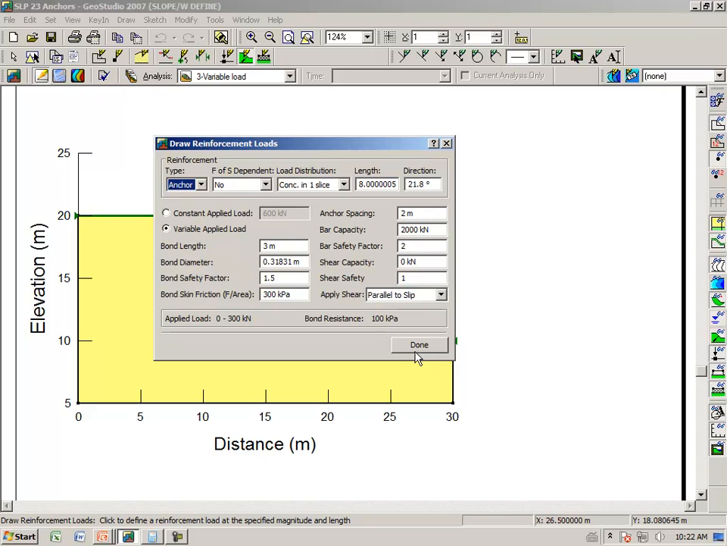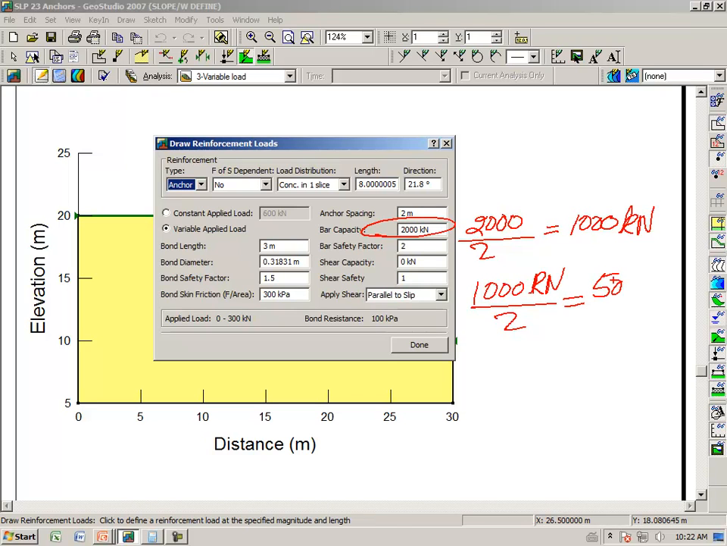Let's talk a little bit about the bar capacity. The bar capacity is 2,000 kilonewtons. So again, 2,000 kilonewtons divided by a spacing of 2 gives us 1,000 kilonewtons per meter into the paper. We take the 1,000 kilonewtons and divide it by a factor of safety of 2, means we get 500 kilonewtons per meter into the paper out of the bar.